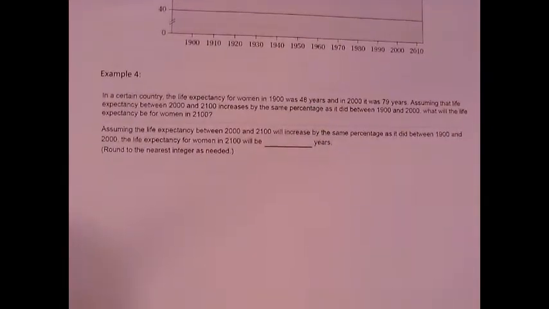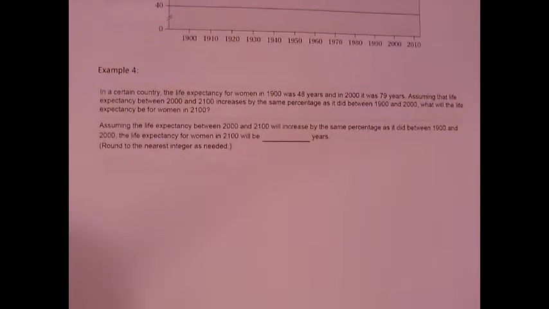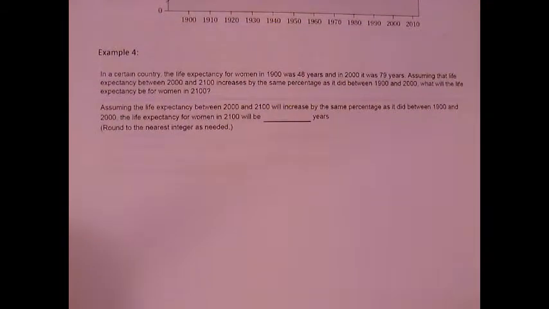Alright, now let's look at this example about life expectancy. In a certain country, the life expectancy for women in 1900 was 48 years, and in 2000 it was 79 years. Assuming that life expectancy between 2000 and 2100 increases by the same percentage as it did between 1900 and 2000, what will the life expectancy be for women in 2100?